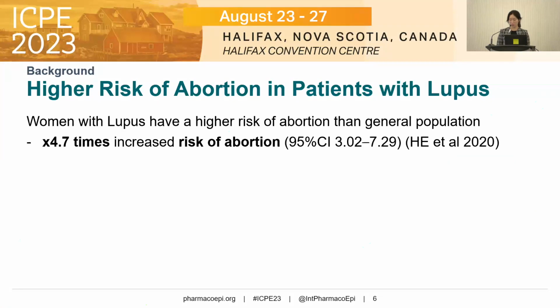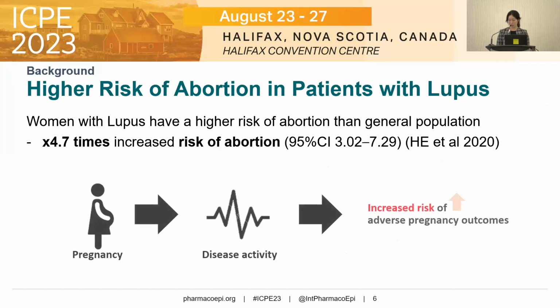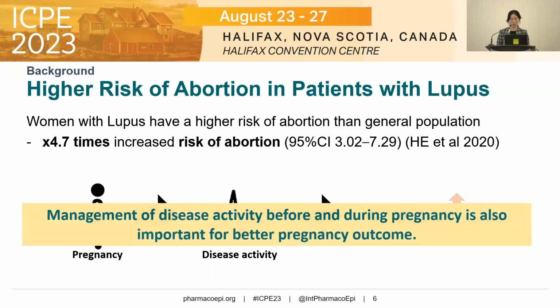And women with lupus have a higher risk of abortion than the general population, as high as 4.7 times. Pregnancy itself can cause increases in disease activity, and disease activity increases the risk of adverse pregnancy outcomes. So management of disease activity before and during pregnancy is also really important for these patients to have a better pregnancy outcome.